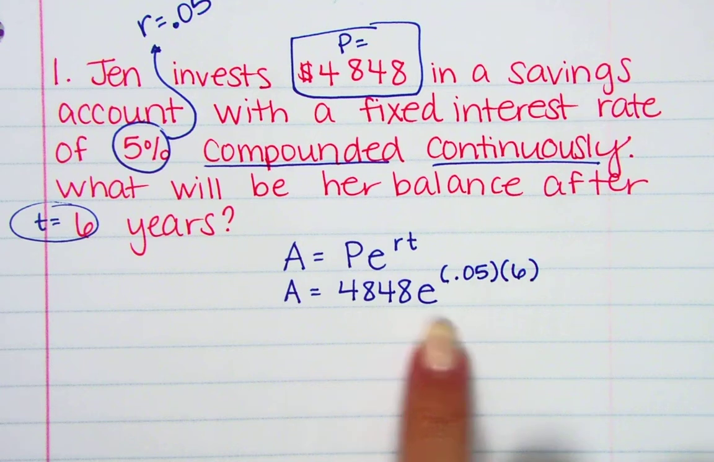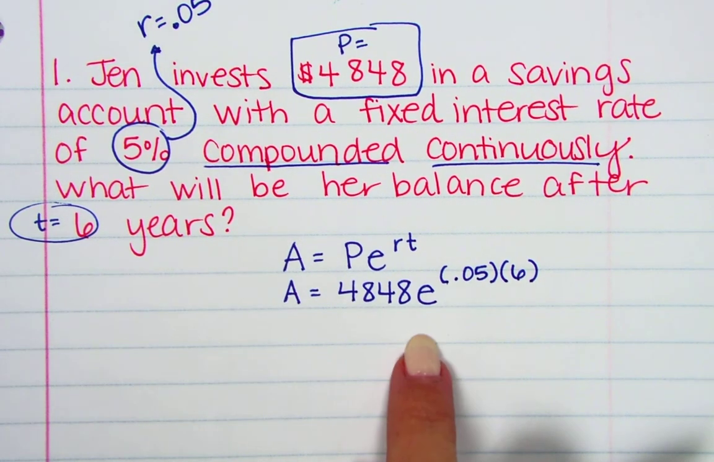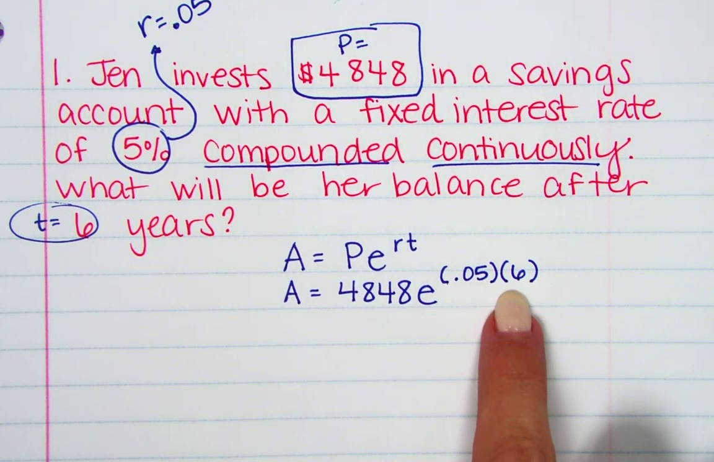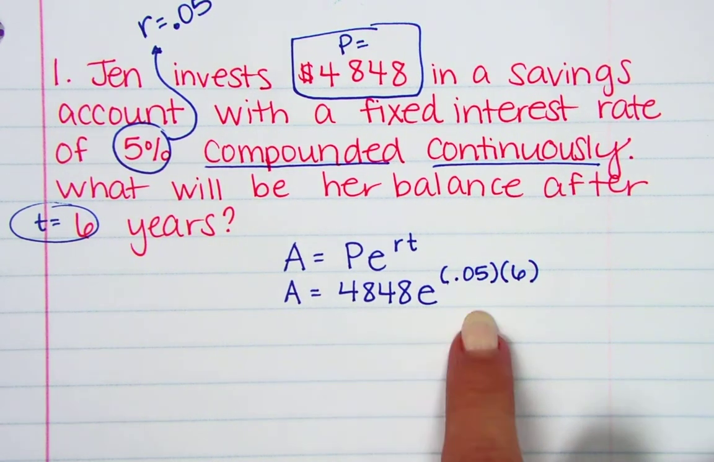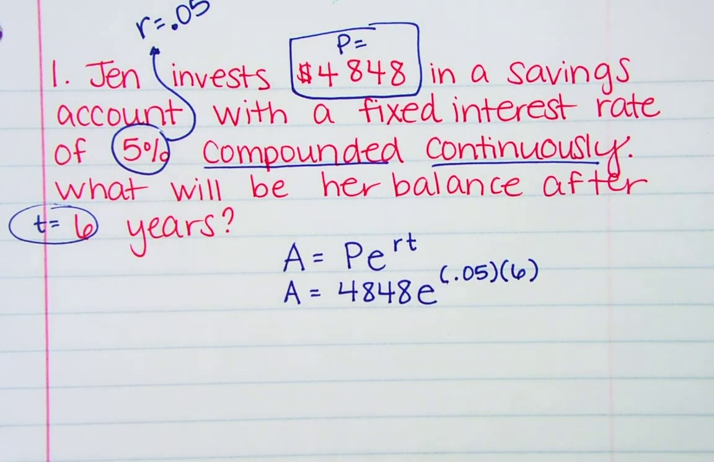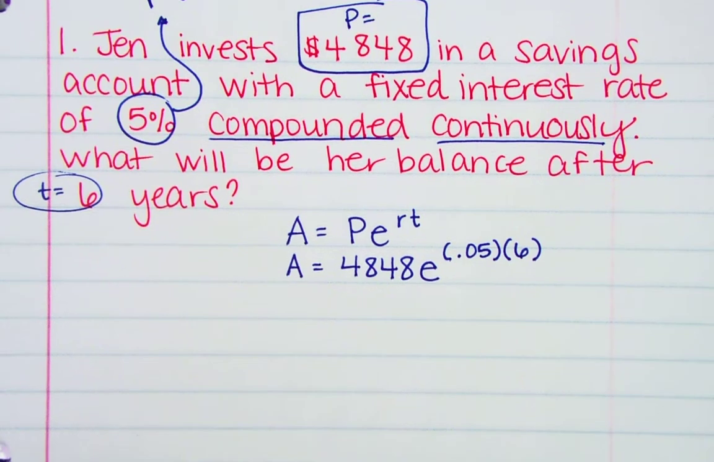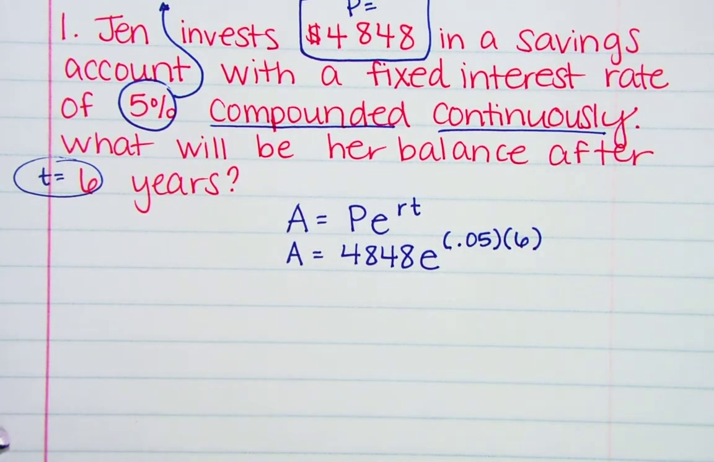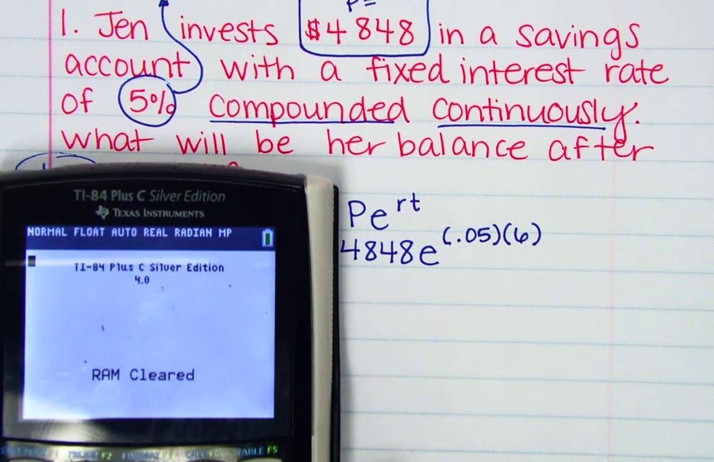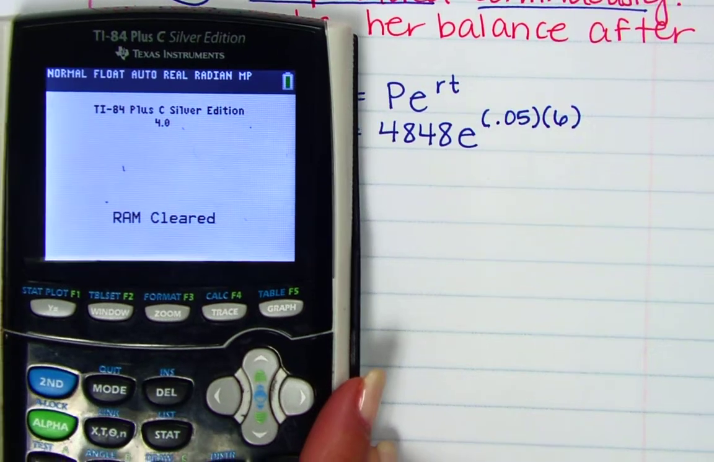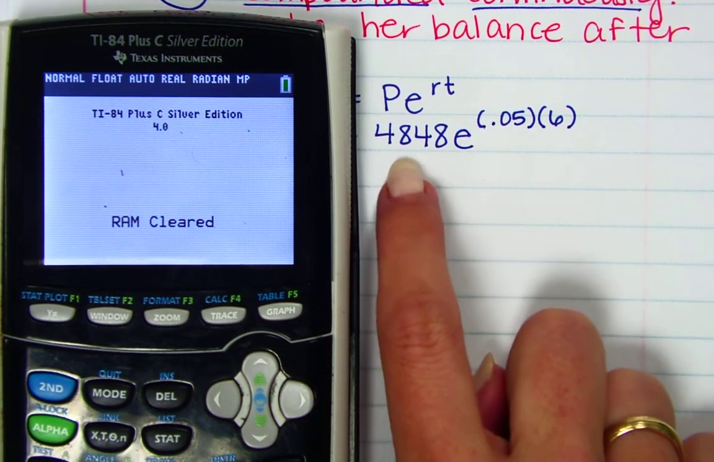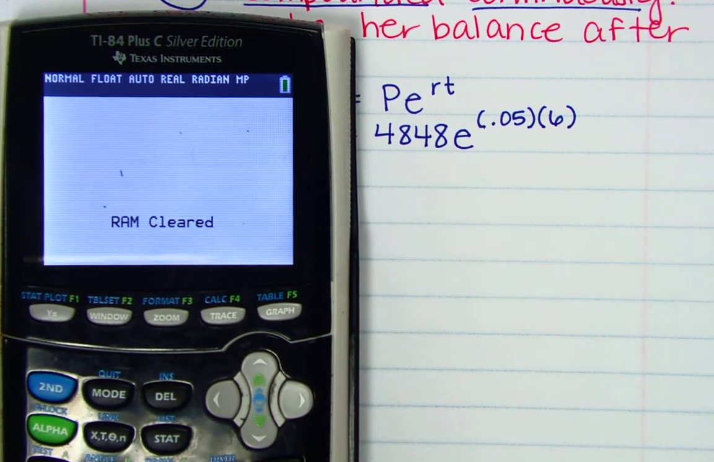Now there's a couple different ways we can do this. We can put it in y equals. If you do that, you need to leave the t as a variable. Or you can just type it into the regular part of the calculator. Yes, everyone should have a calculator right now. If you don't have one, grab one. All right, so I'm going to plug this in just normal, in the regular part of the calculator.